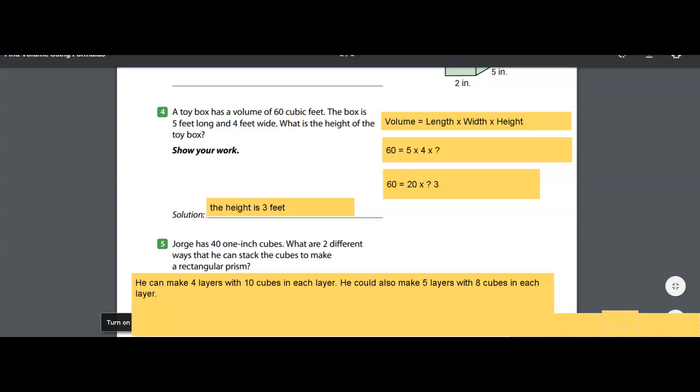So a possible answer choice could be he can make 4 layers with 10 cubes in each layer. Or he could also make 5 layers with 5 cubes in each layer. All right, let's go to the next page.